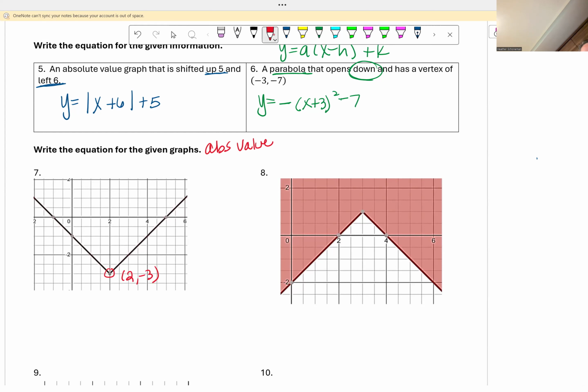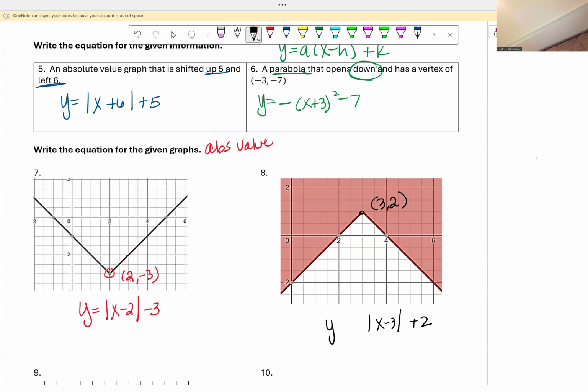Okay, it's opening up, and I notice it's going up 1 over 1, so I know there's going to be no stretch or shrink. So we have y equals the absolute value of x, the opposite of the x, so -2, and then the y -3. All right, let's see what happens on this one. My vertex right here is at 3, 2. So I'm going to have y, and then this is going to be x -3, and then +2.